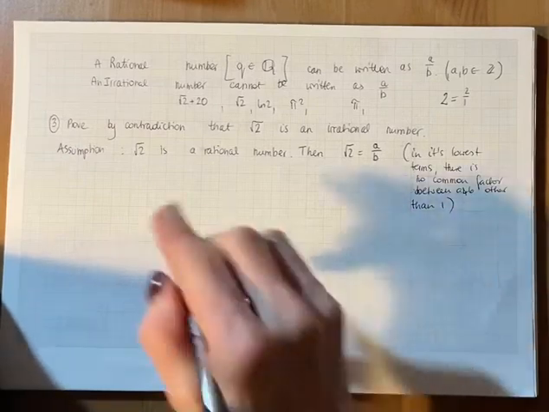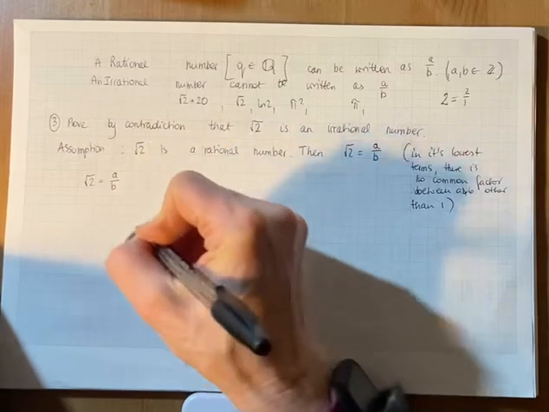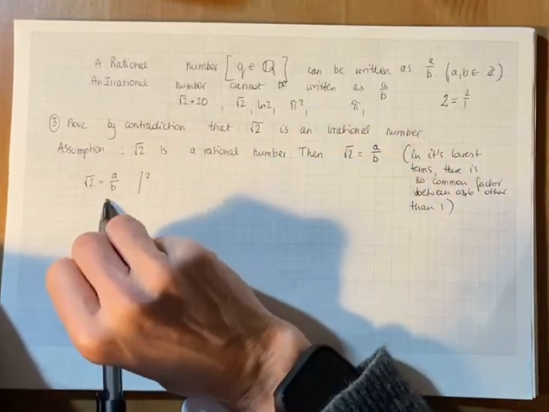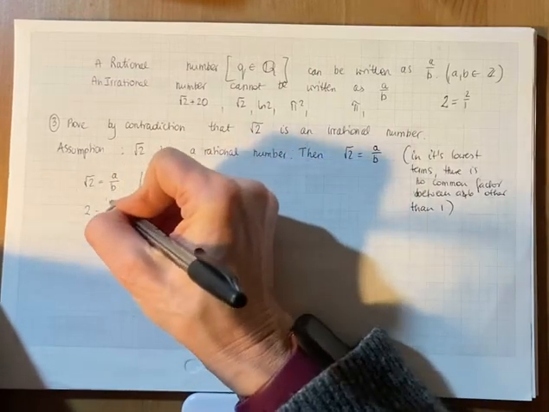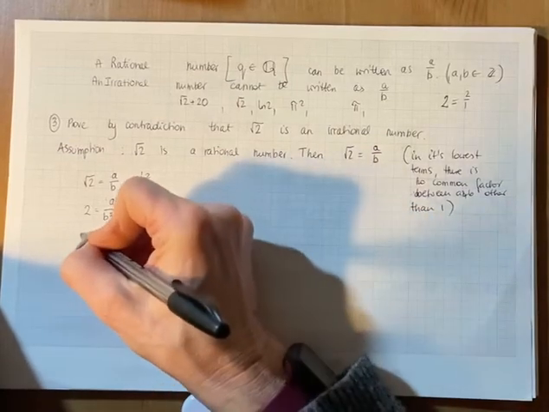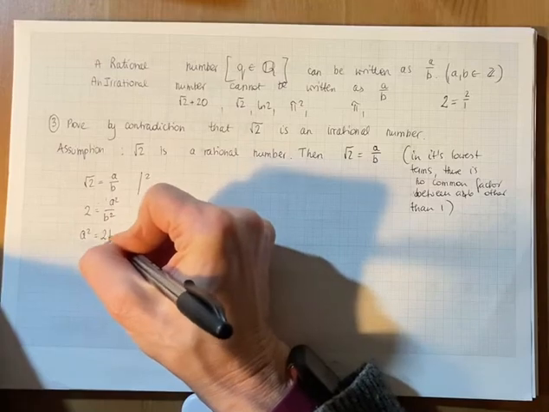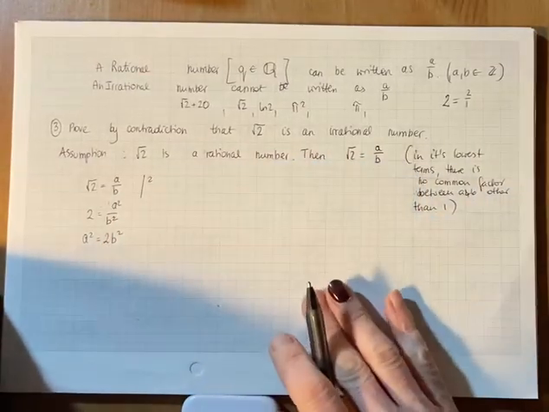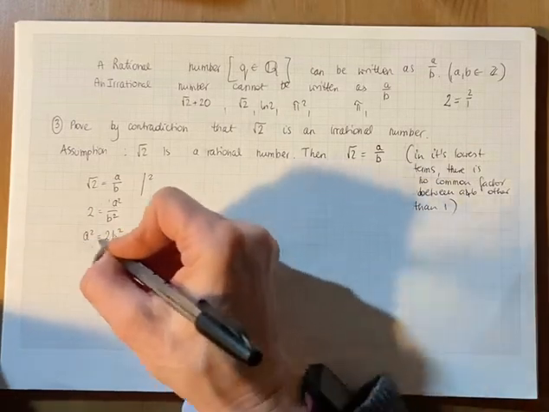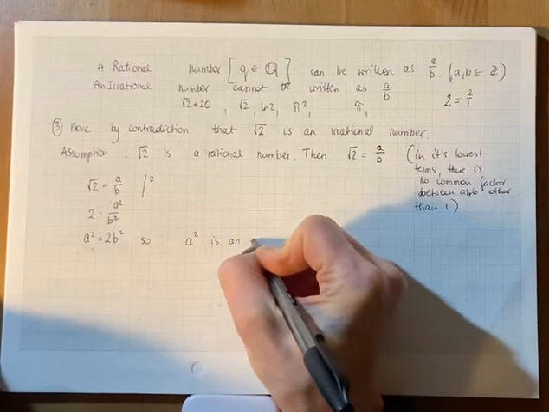So what are we going to do? We are going to, like I said, practice that a few times. The first thing we're going to do is square both sides, because if root 2 is a over b, then 2 is going to be a squared over b squared. But then if you rearrange it, you will have a squared is equal to 2b squared. So what does it mean? That means that a squared must be even. So a squared is an even number.